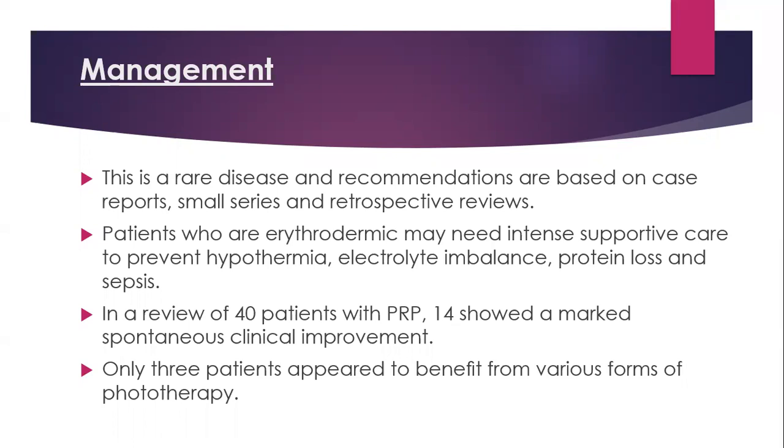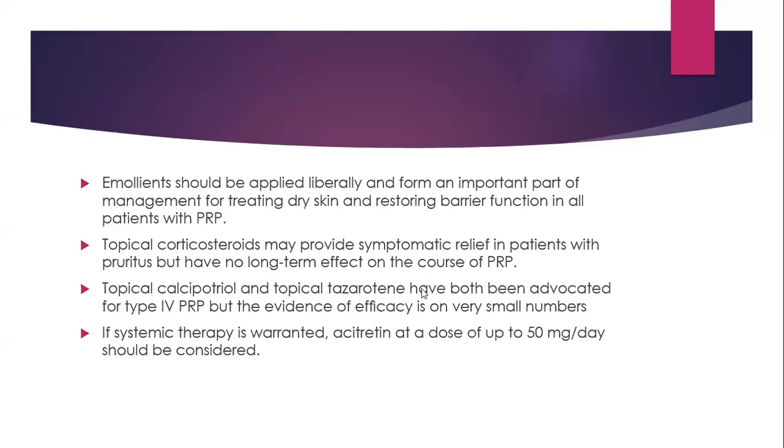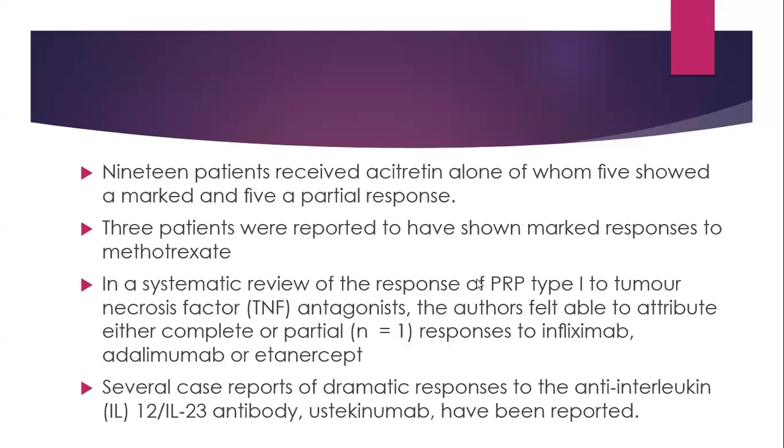In a review of 40 patients with PRP, 14 showed marked spontaneous clinical improvement. Only 3 patients appeared to benefit from various types of phototherapy. So usually phototherapy is not very effective. Then 19 patients received acitretin, of whom 5 showed marked and 5 showed partial response. 3 patients were reported to have marked response to methotrexate. So these 3 treatments, phototherapy, acitretin, and methotrexate, have excellent response in psoriasis, but the response is not good in PRP.